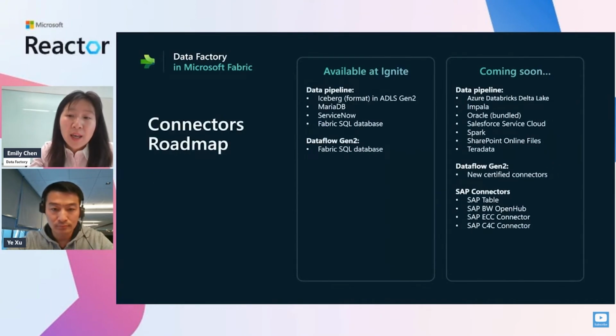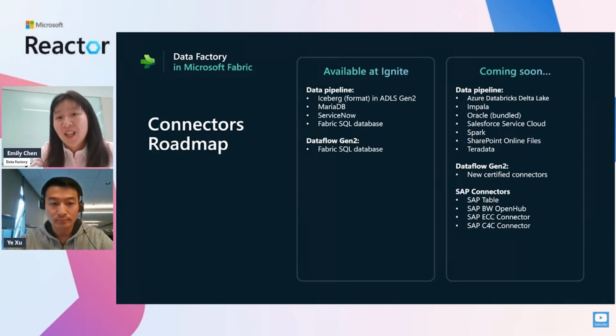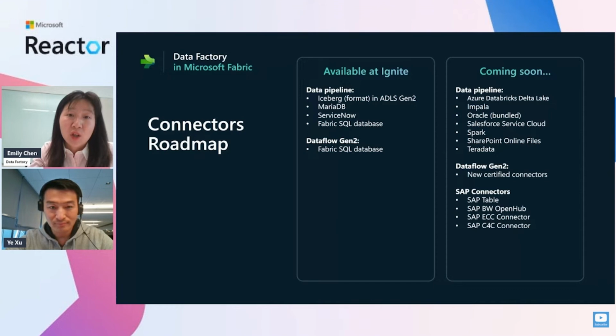Okay, here we show you the connectors roadmap. What we announced last week at Ignite: we have Iceberg format supported in Dataflows Gen2, supported for pipeline. We have two pipeline connectors, MariaDB and ServiceNow, which are available now. And Fabric SQL database is available and supported for both pipeline and Dataflows Gen2.